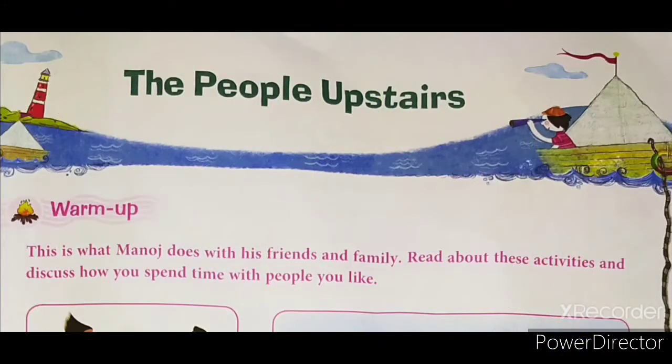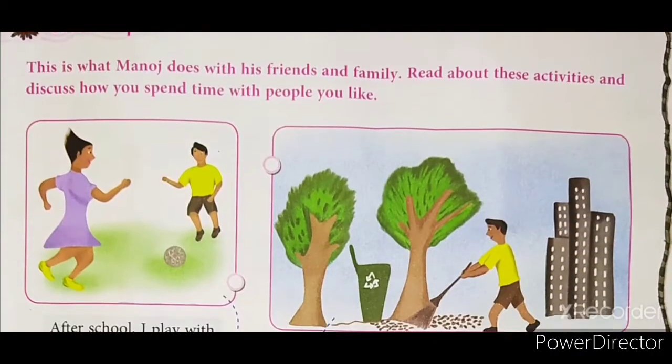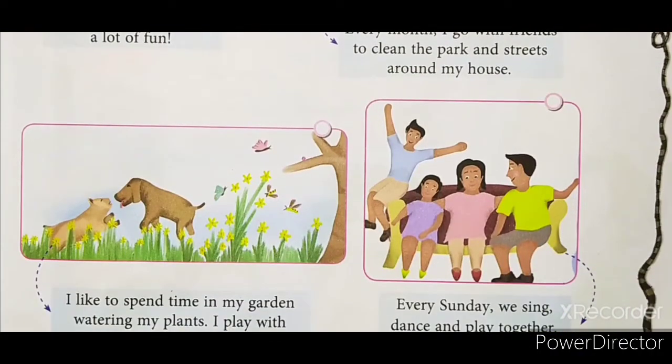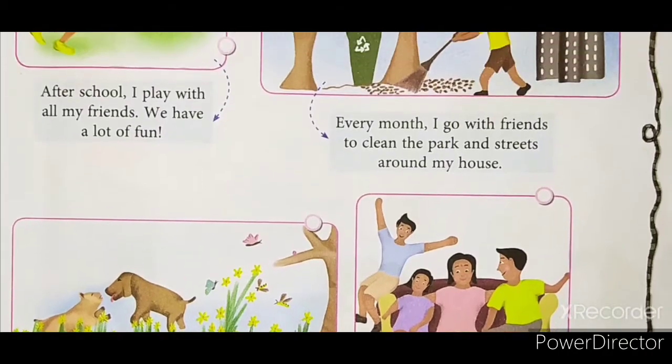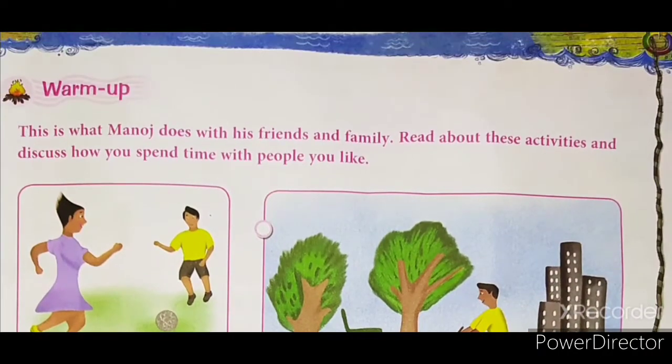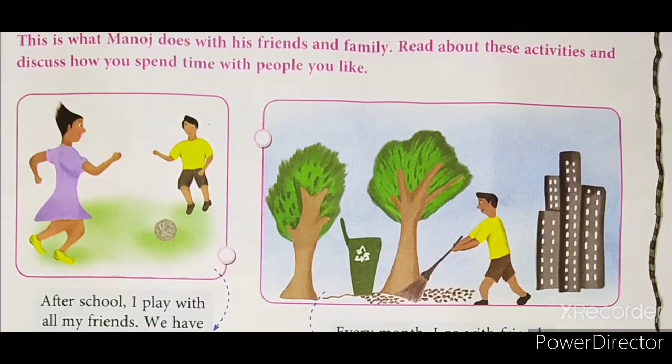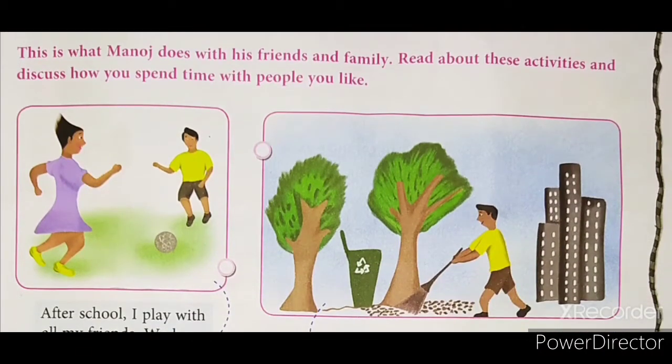Students, take your English book, page number 33. The name of the poem is The People Upstairs, which is written by Ogden Nash. On page number 33, pictures have been given like this. Look at the pictures, then I will ask some questions. This is what Manoj does with his friends and family. We can read these activities, then I will ask some questions.